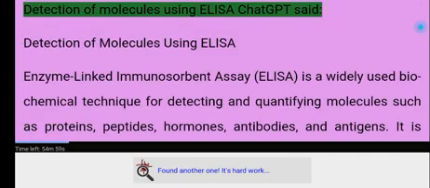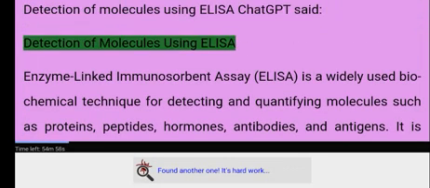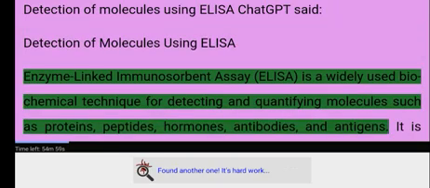Detection of molecules using ELISA. Enzyme-linked immunosorbent assay, ELISA, is a widely used biochemical technique for detecting and quantifying molecules such as proteins, peptides, hormones, antibodies, and antigens.